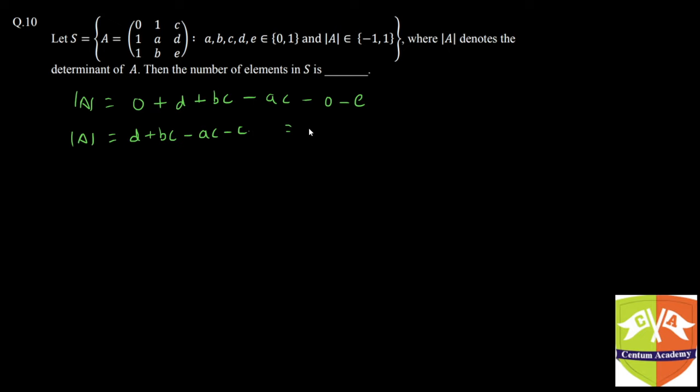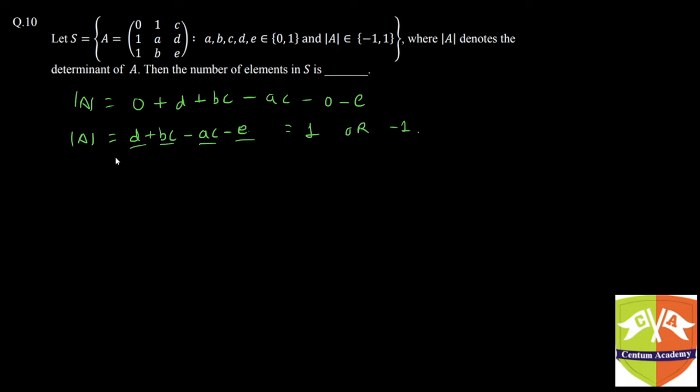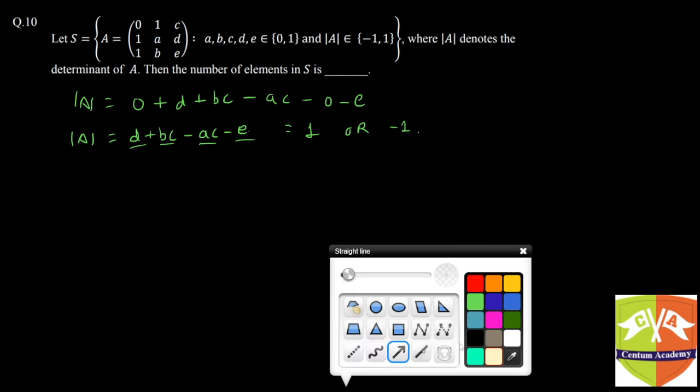Now, the determinant of A can either be 1 or it can be minus 1. Now, all of these are symmetric. What I mean to say is that corresponding to every matrix whose determinant is 1, there will be a matrix whose determinant is minus 1. Because if you interchange D and BC with AC and E, the determinant will become minus 1 instead of 1. So what I can do is I can only count the cases when the determinant of A is 1 and just double that. So exactly the same number of cases will be when the determinant is minus 1.